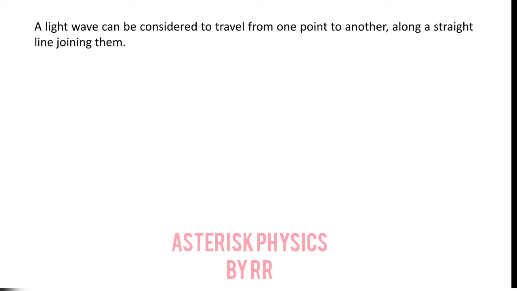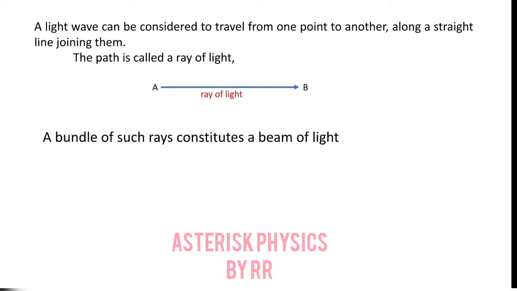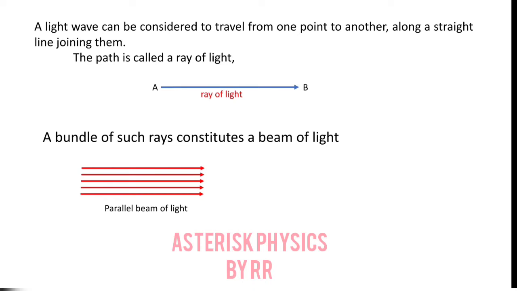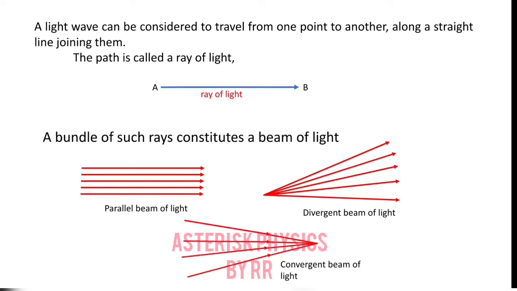Light can be considered to travel from one point to another along a straight line joining them. That is, from an object or a point A to another point B, light travels along a straight line, and that is called the ray of light. A bundle of such rays is called a beam of light. We can have many types of beam of light, like a parallel beam of light, a divergent beam of light, or a convergent beam of light.